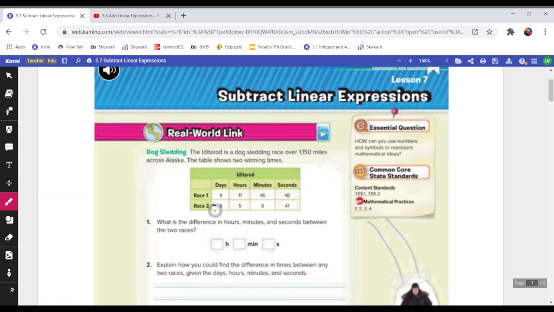Well, 9 minus 9 is 0. 11 minus 5 is 6, so that's 6 hours. 46 minus 8 is going to give you 38, so that's 38 minutes. 48 minus 41 is 7. So the difference in hours, minutes, and seconds between the two races is 6 hours, 38 minutes, and 7 seconds.